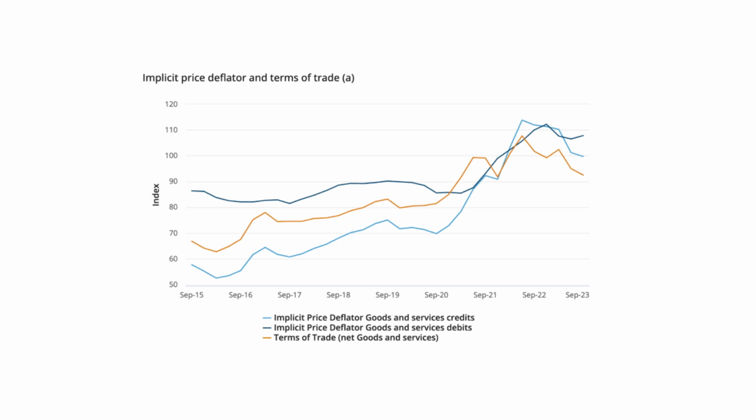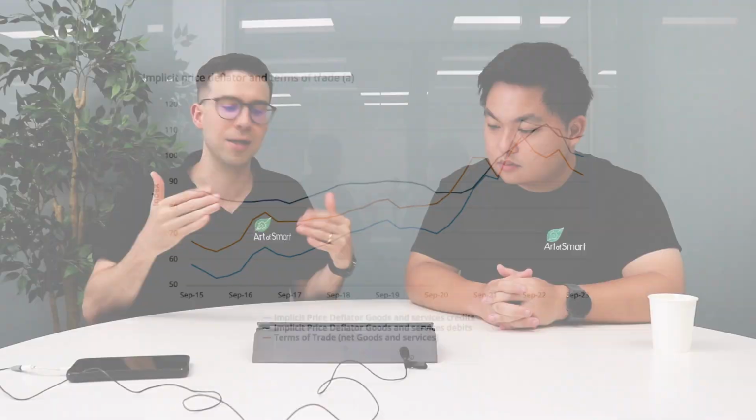But by the start of 2020, right, before COVID hits, it's now sitting at about 80. So you've seen almost a 20-point improvement in the terms of trade. So it is trending upwards.